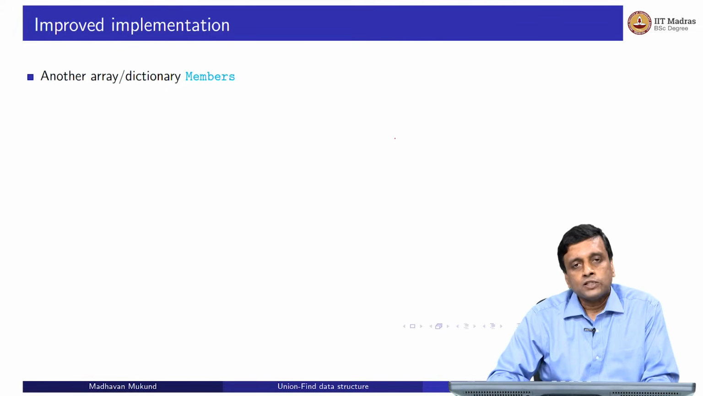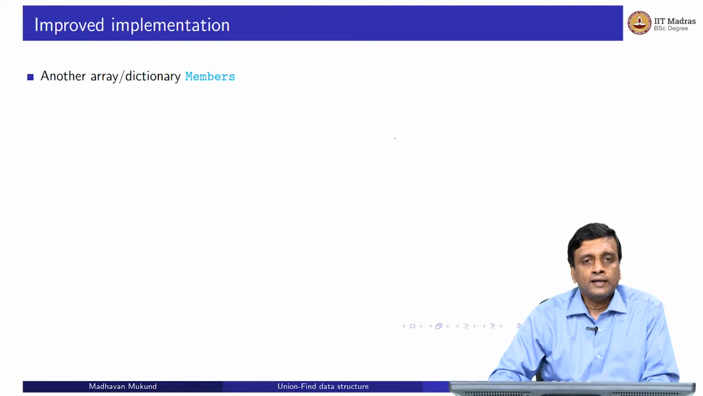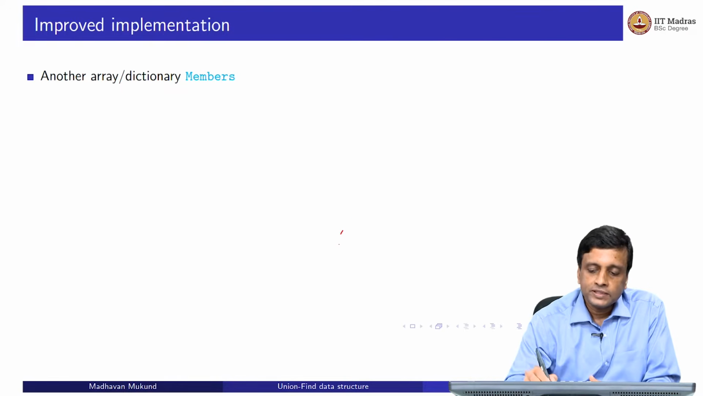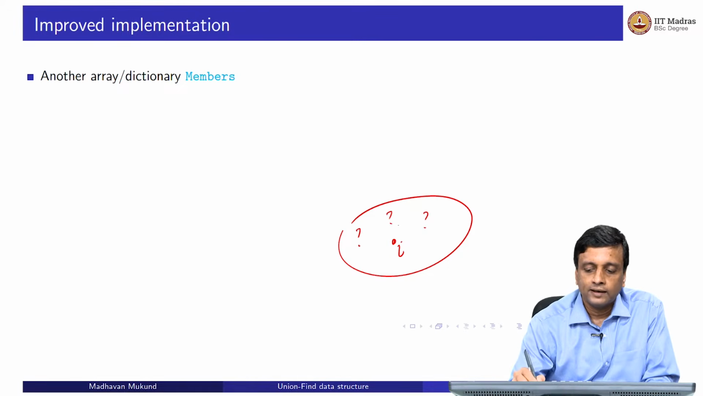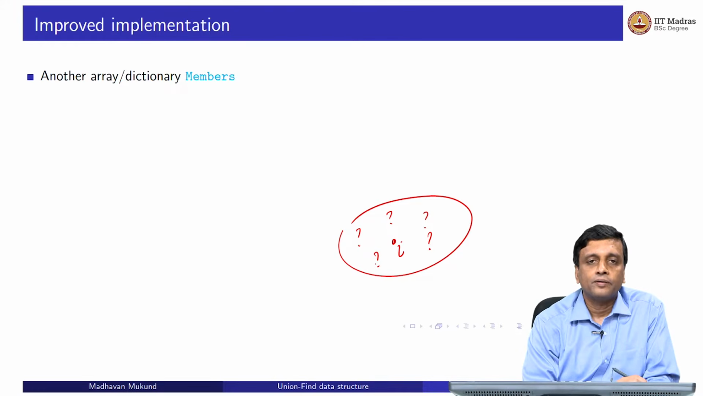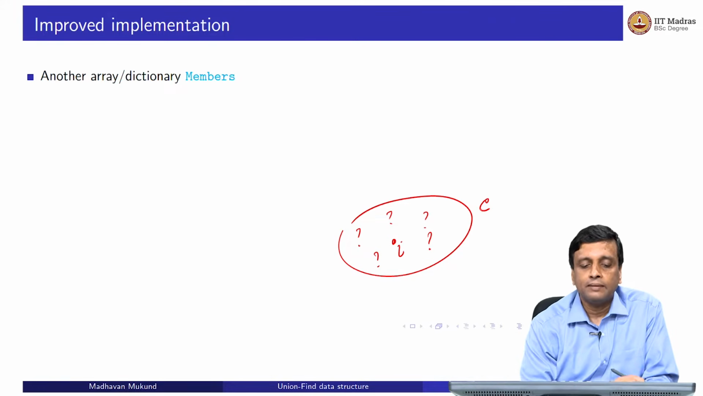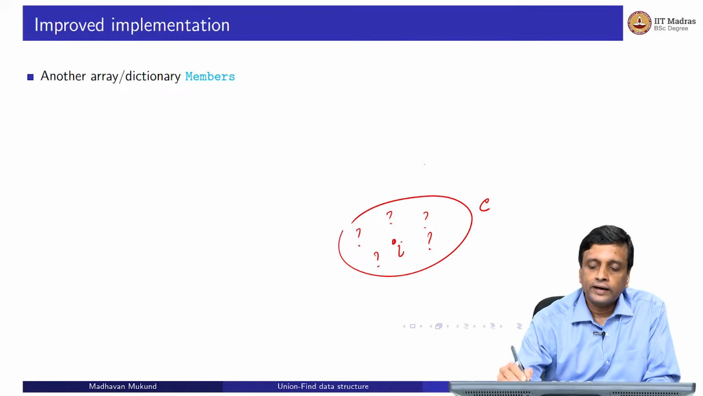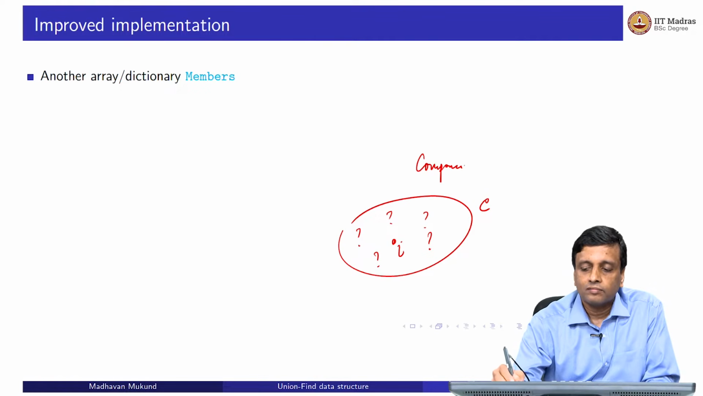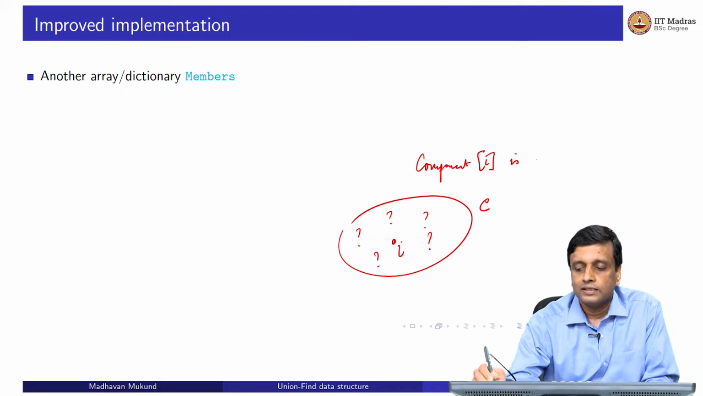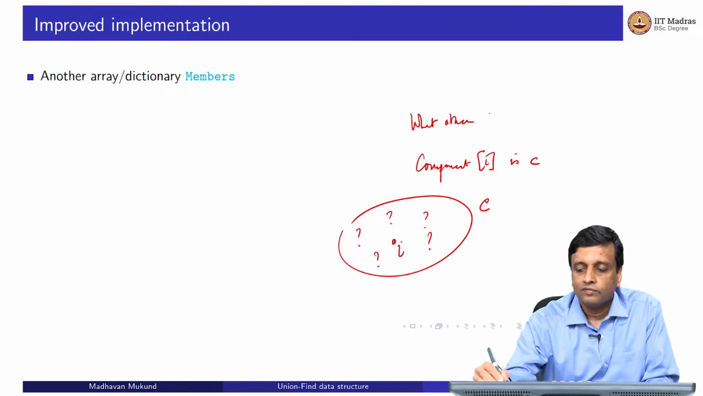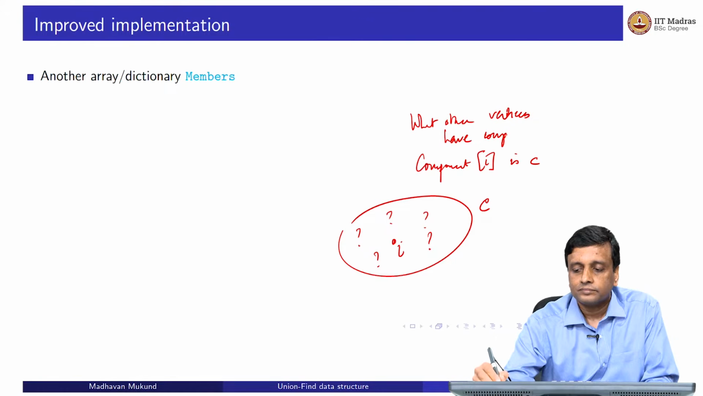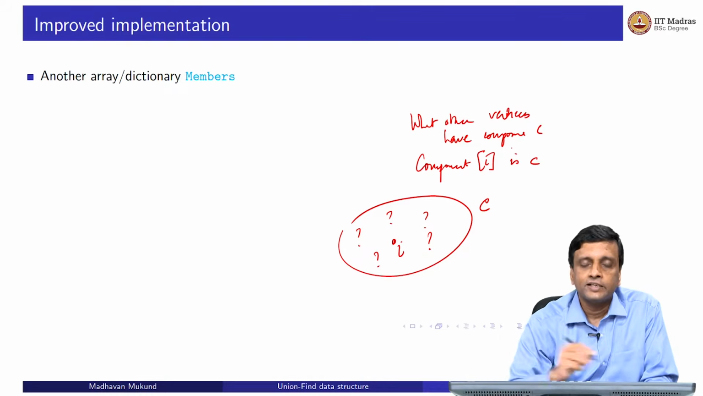So how do we improve this? Well, what is the bottleneck, right? The bottleneck is that we don't know. So if I am sitting here and I have a component which contains I, I don't know what the other vertices in this component are, right? So this whole component has some name C. So I know that the component of I is C, right? The question is, what other vertices have component C? Which are the other vertices in the same component?